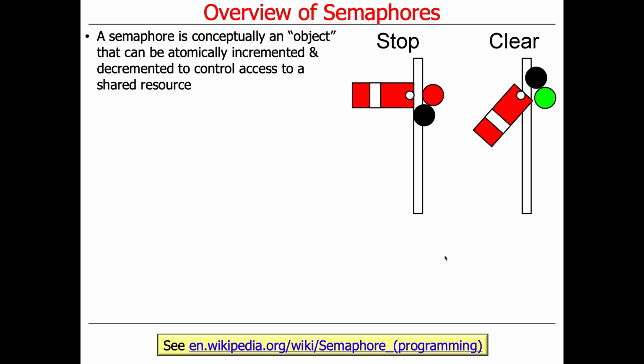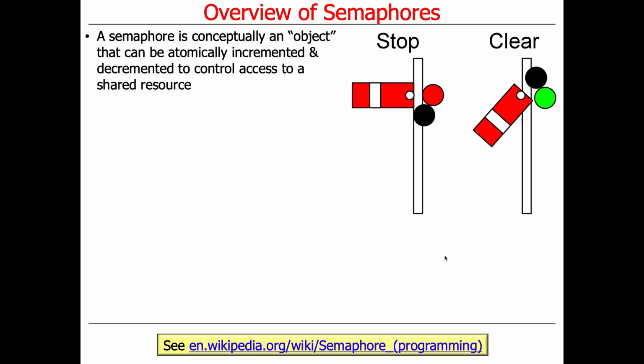So what is a semaphore? A semaphore is conceptually an object. So, not thinking about Java, just think about the concept of a semaphore. It's an object that can be atomically incremented and decremented to control access to a shared resource or to a group of resources. The concept of semaphores has been around for a long time.